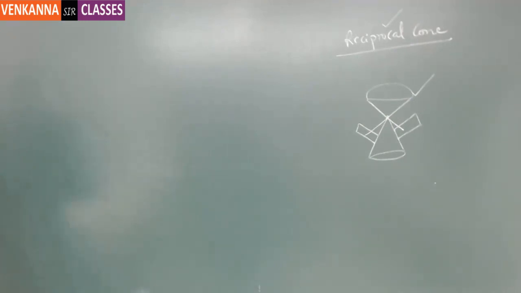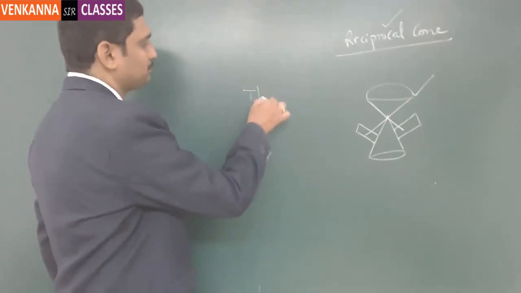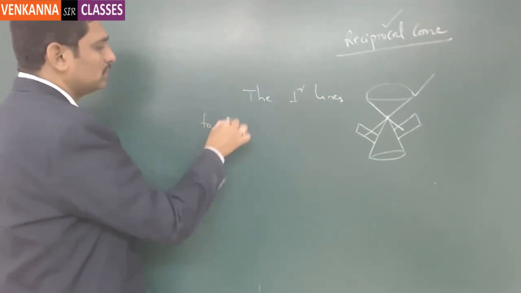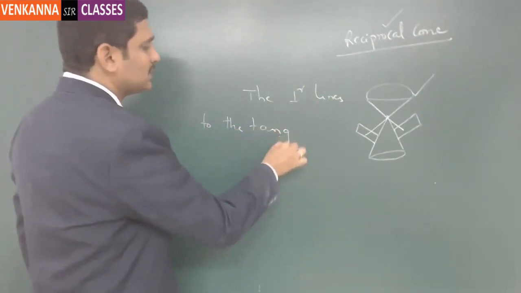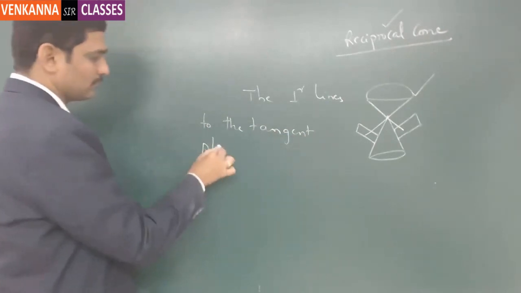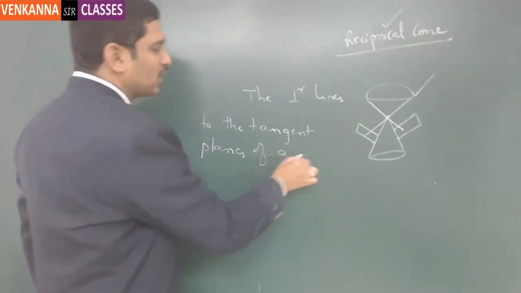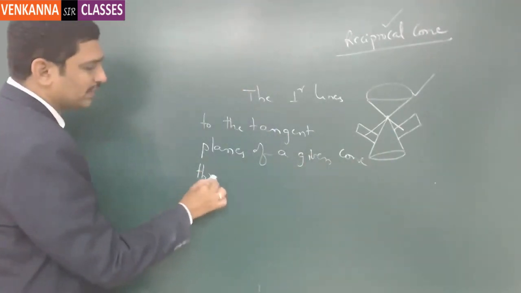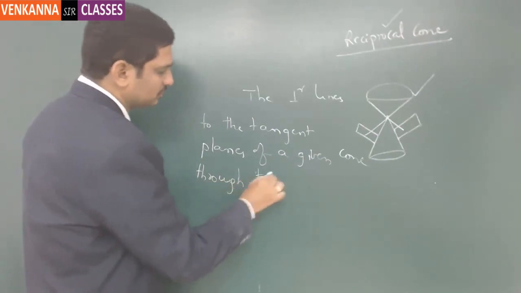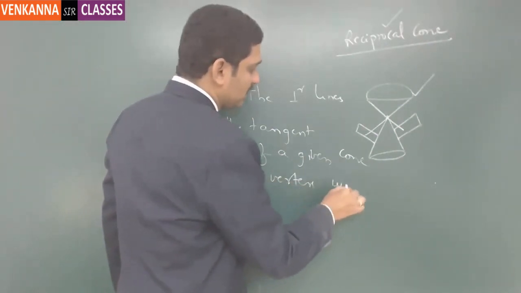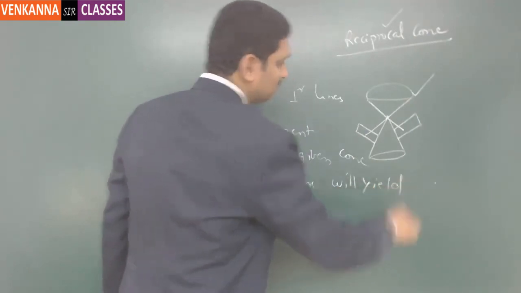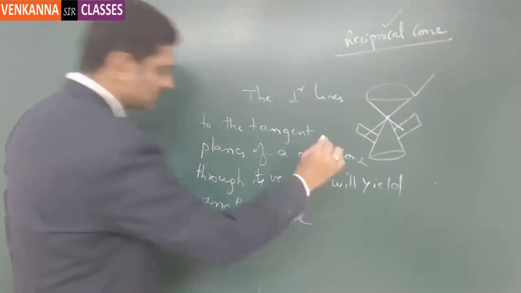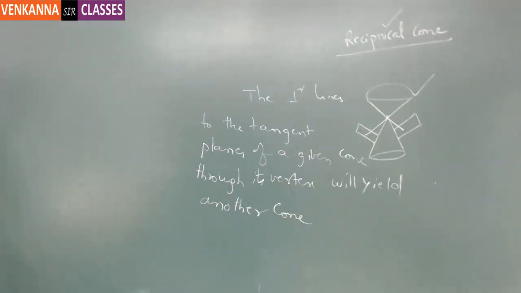The perpendicular lines, yes, I will write it. The perpendicular lines to the tangent planes of a given cone through its vertex will yield another cone. Now, does it make sense?